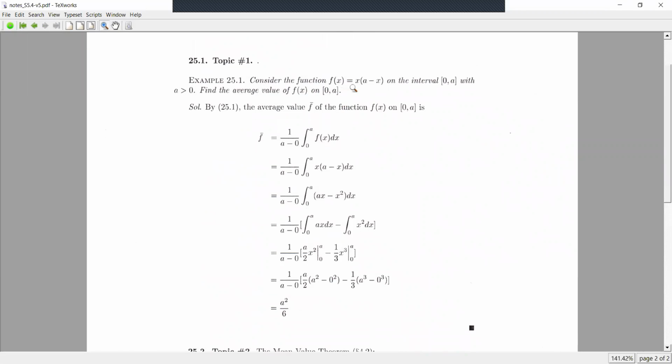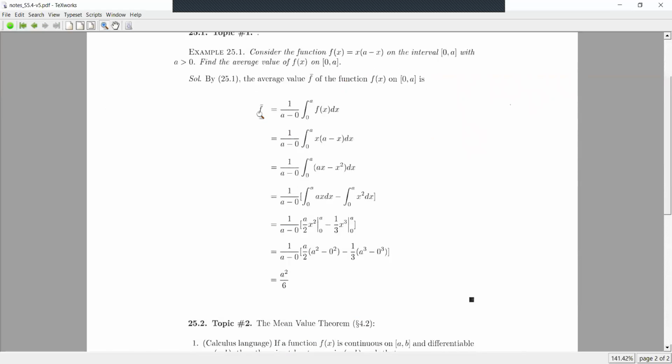Consider this function on this interval, where A is some positive number. Now, the question is, compute the average function value of this function on this interval. Now, we need to use the average function value formula. By formula, the average function value is this integral. Now, let me compute this integral.